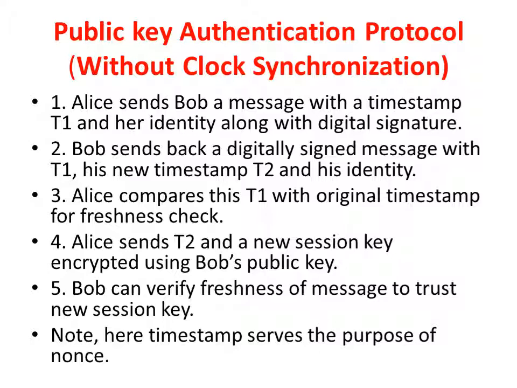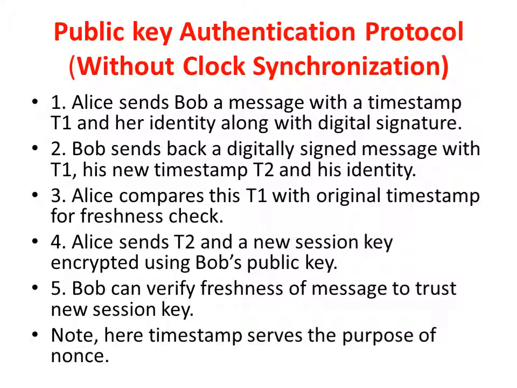If it is not coming back within the given timestamp or the calculated RTT, then it will not be the original timestamp or authentic. It is not coming from the authenticated party. Then Alice sends T2 and a new session key encrypted using Bob's public key.